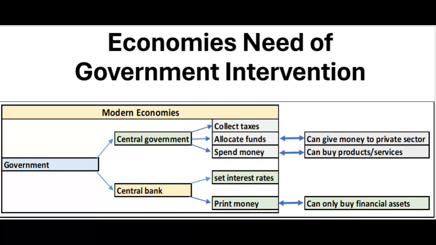The structure of current economies was established in 1648 under the signing of the Peace of Westphalia. Since that date, economies have been structured with a central government that collects taxes, spends money and allocates funds, and a central bank that prints money and sets interest rates. Central banks can only buy debt securities from the public.